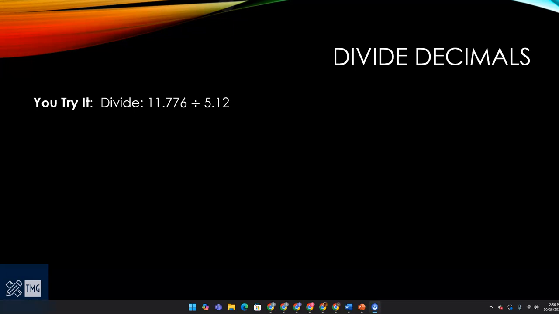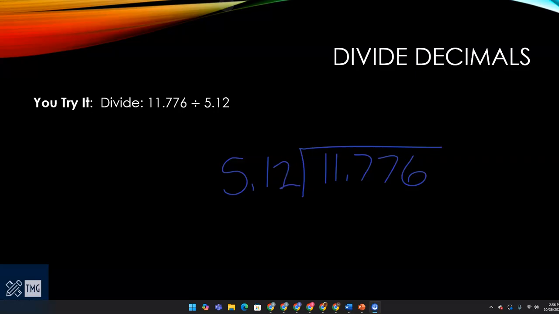Again, let's go ahead and just jump in. 11.776 divided by 5.12. Easy to see here that we have 2 decimal points that we need to move. If you move 2 on the outside, 2 on the inside, I go straight up to make my decimal point. Great. Now, if we look at this, 512. Well, 512 does not go into 117, so I need to think, how many times does 512 go into 1,177? Well, the answer is 2.